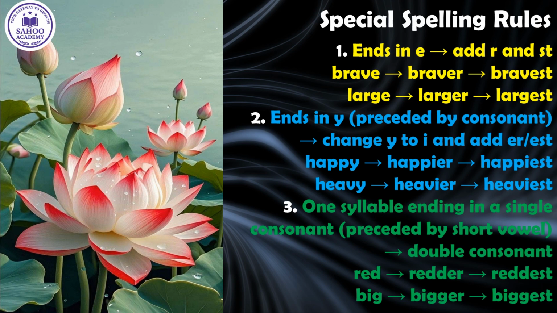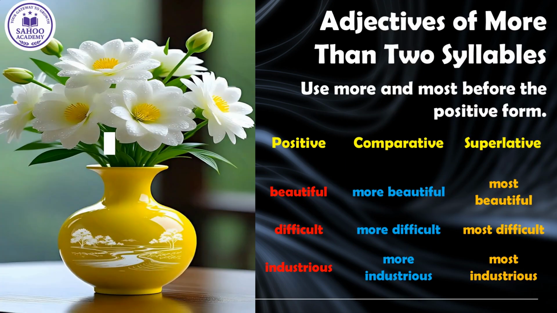Now let's go to the next slide. Now let's learn another important rule of comparison. Some adjectives are long, meaning they have more than 2 syllables. For such adjectives, we do not add er or est. We use more for the comparative degree, most for the superlative degree. And we keep the adjective in its positive form.